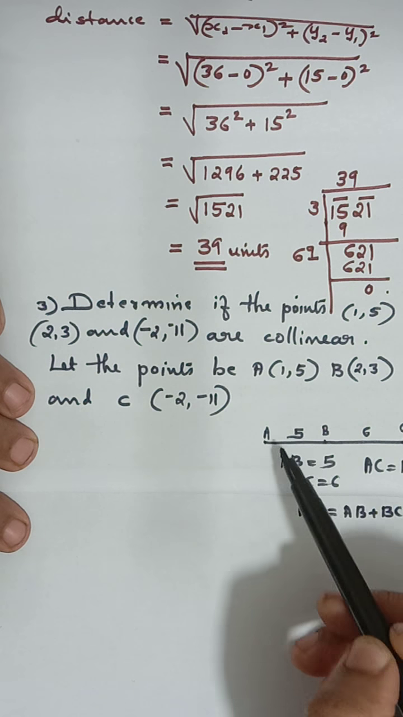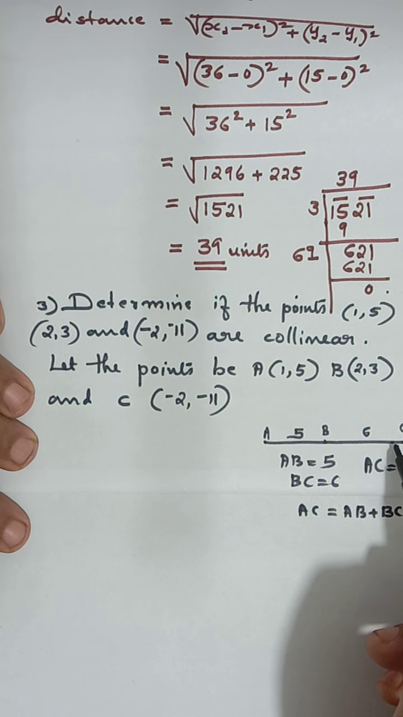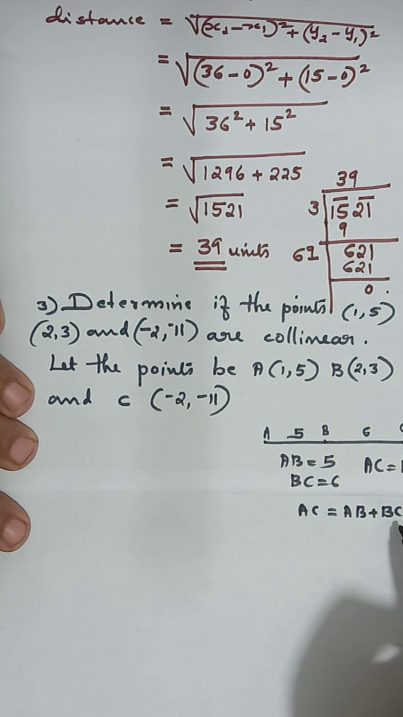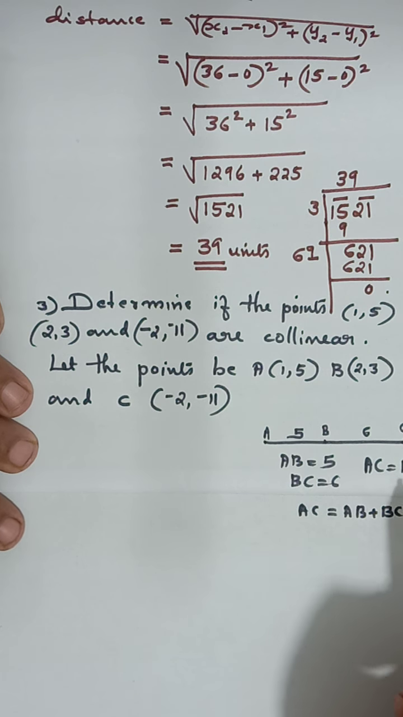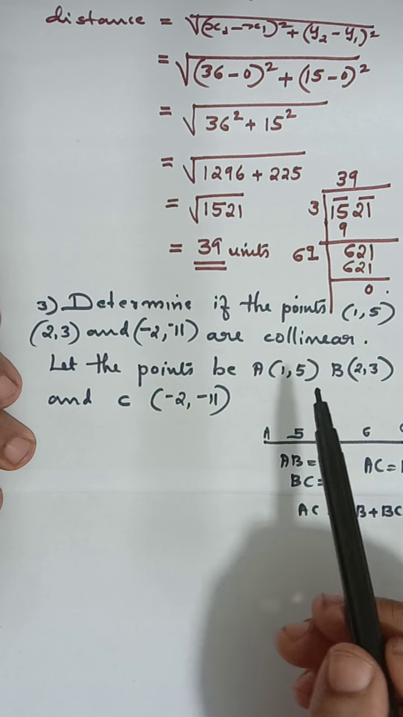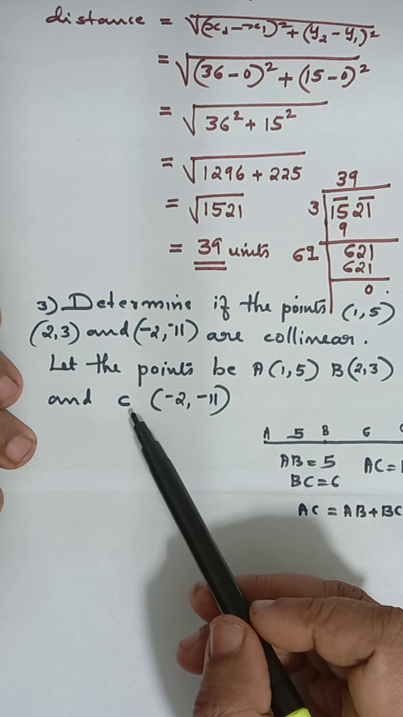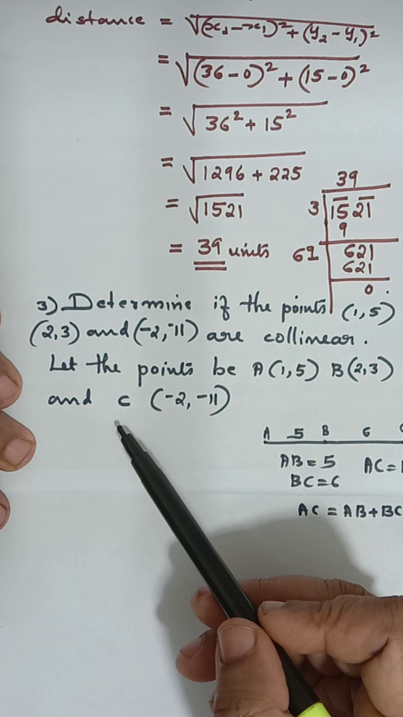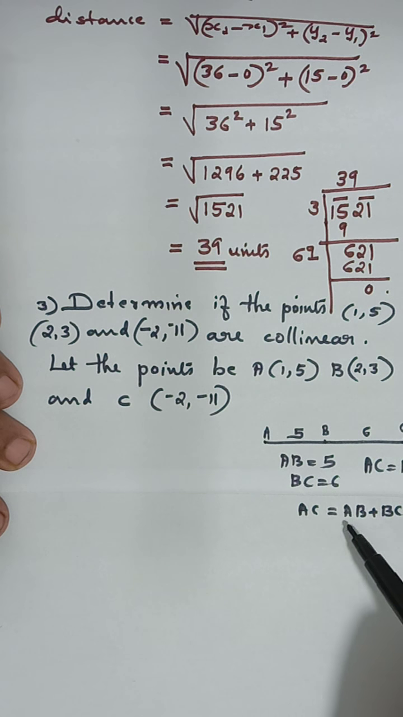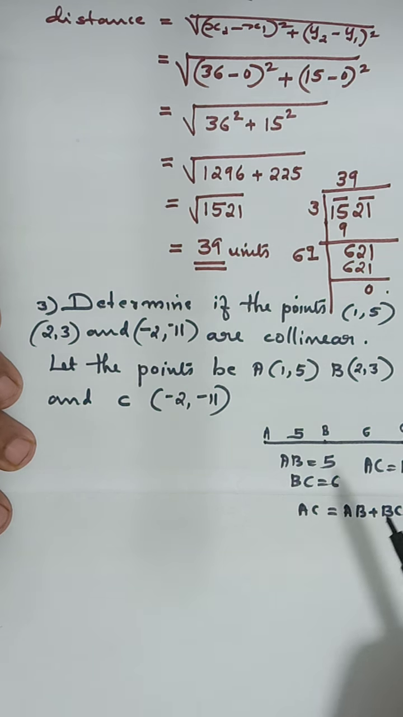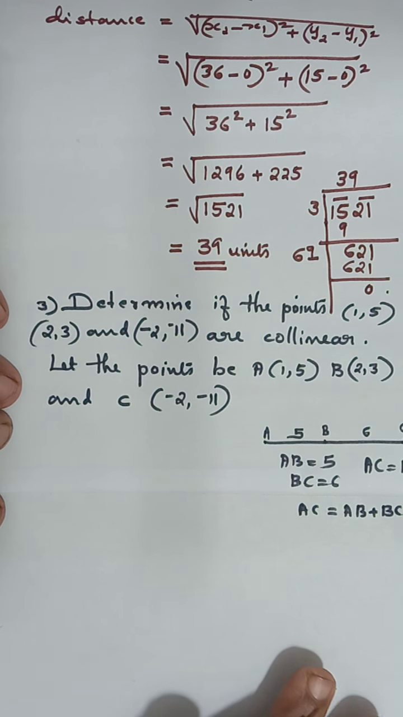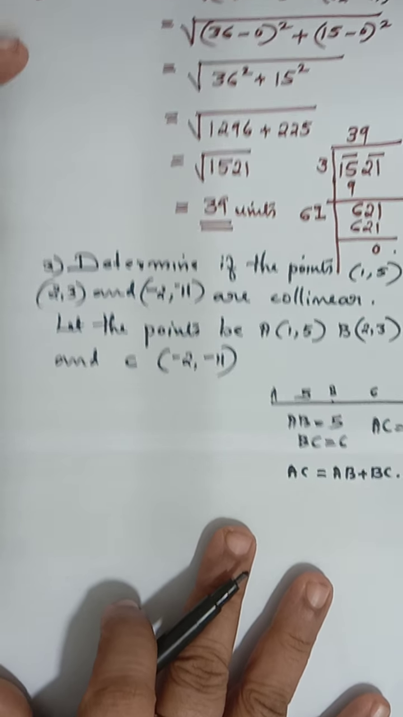AB distance plus BC distance. Sum of these two distances equal to the total distance, if these 3 points A, B and C are collinear. So here what do we check? We have to find out what is AB, what is BC and what is AC. If AC equals AB plus BC, we can say that these 3 points are collinear. Otherwise, they are not collinear. So let us find out each distance now.